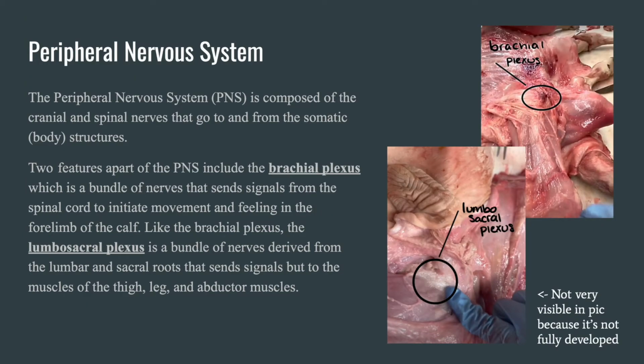Lastly, we're going to discuss the peripheral nervous system, which is composed of the cranial and spinal nerves that go to and from the somatic or body structures. Two aspects of it, we are going to discuss the brachial plexus and the lumbosacral plexus. Plexus just means a bundle of nerves.